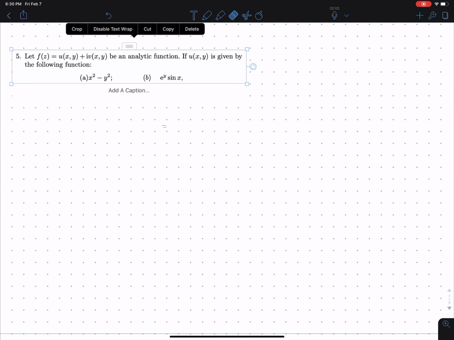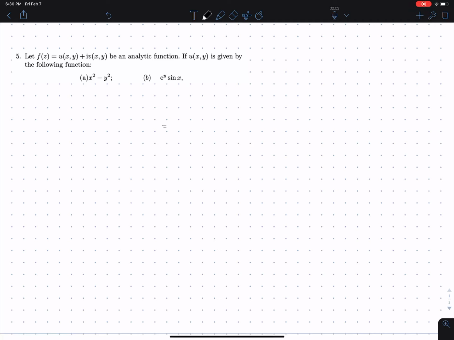So in order to find it, first what we need is step number 1: find the partial derivative of u of x and y equal to e to the y sine of x.